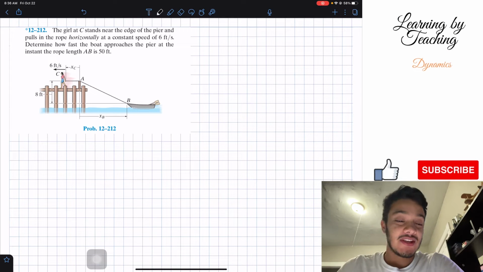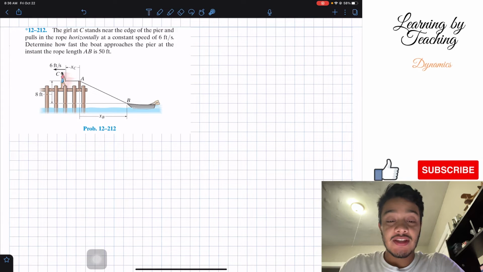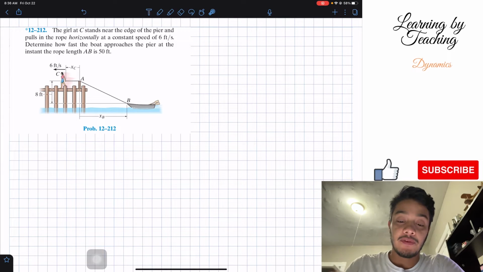Today we're in dynamics and we're going to solve problem 12.212. The girl at sea stands near the edge of the pier and pulls in the rope horizontally at a constant speed of 6 feet per second. Determine how fast the boat approaches the pier at the instant the rope length AB is equal to 50 feet.